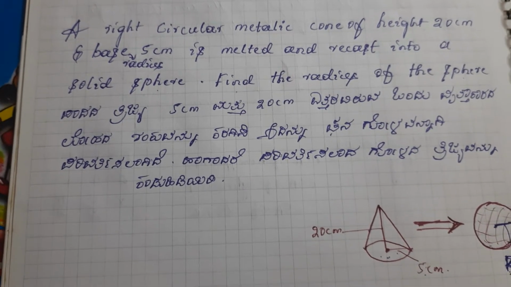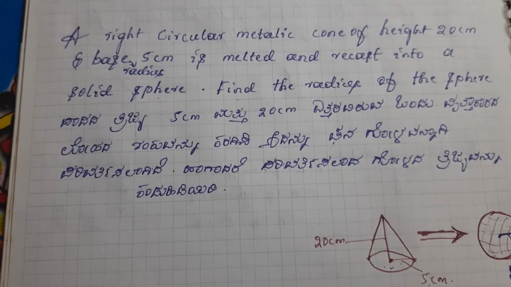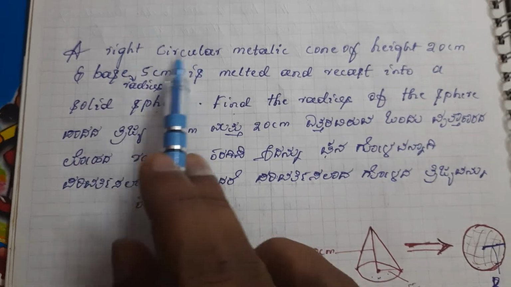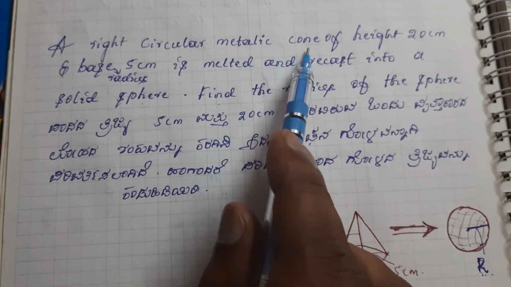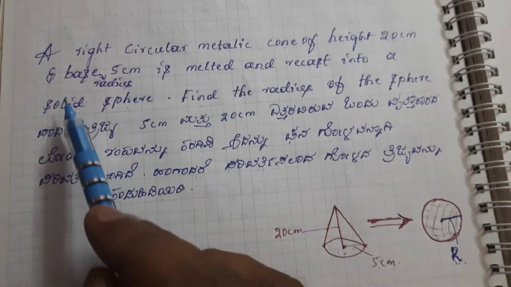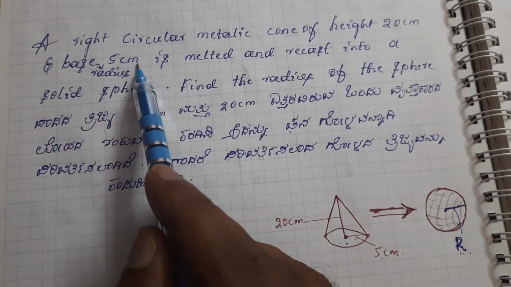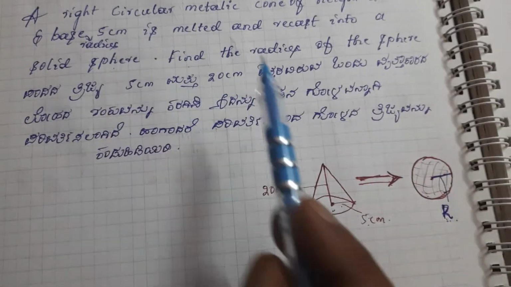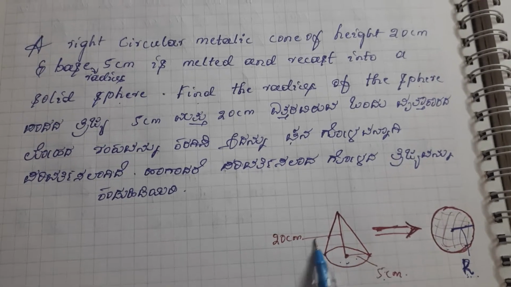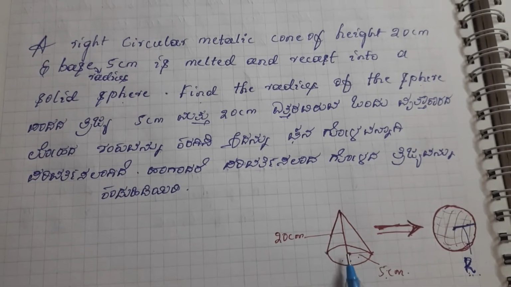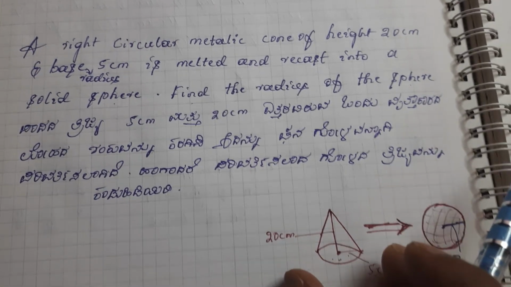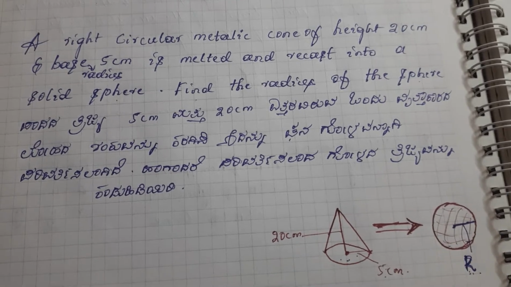Let us consider another problem. It is based on recasting and melting. A solid right circular metallic cone of height 20 centimeter and base radius 5 centimeter. They have given the height, that is 20 centimeter, and the radius, that is 5 centimeter. This cone is melted.